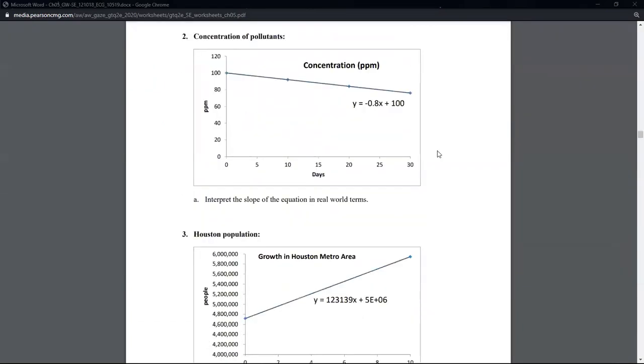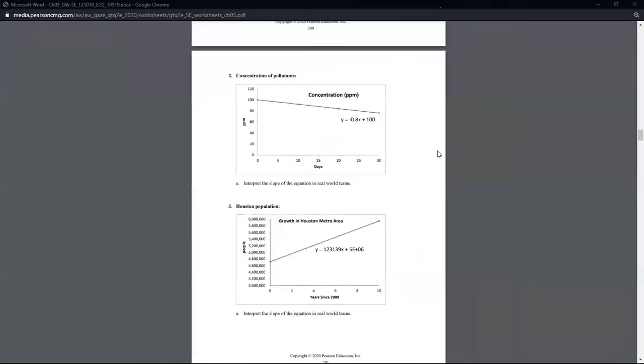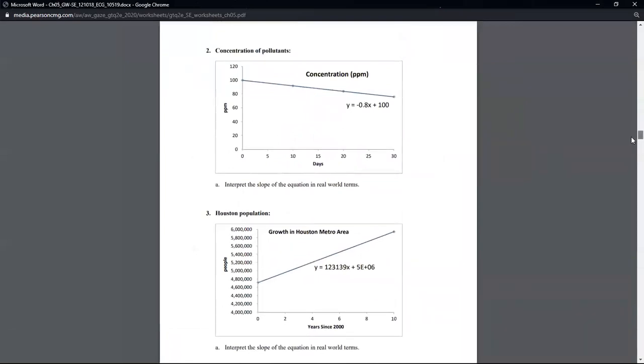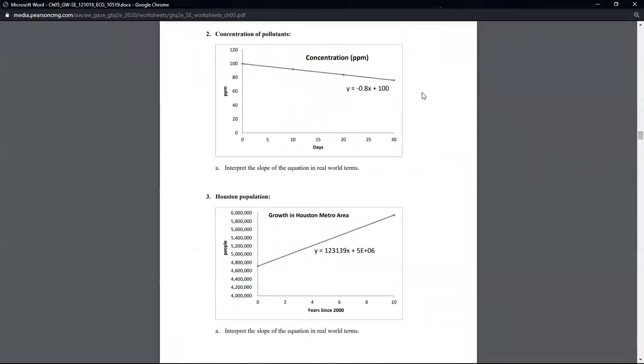All right, let me see if I can get both of these on the screen at the same time. Okay, good enough.